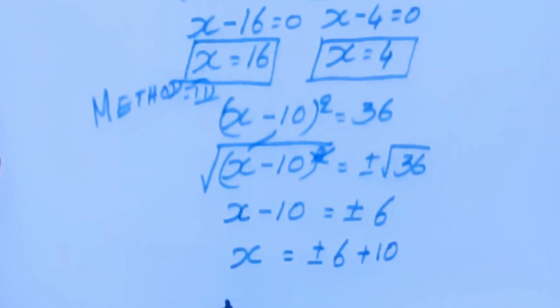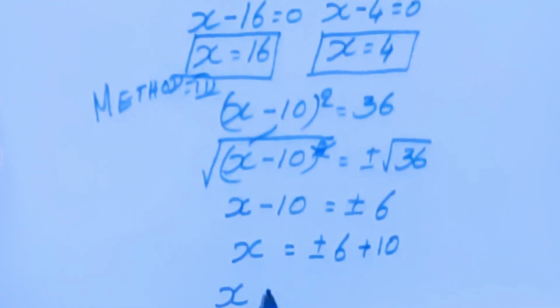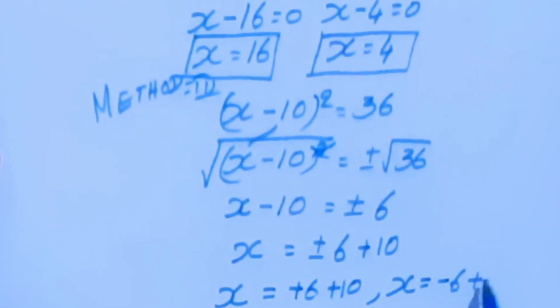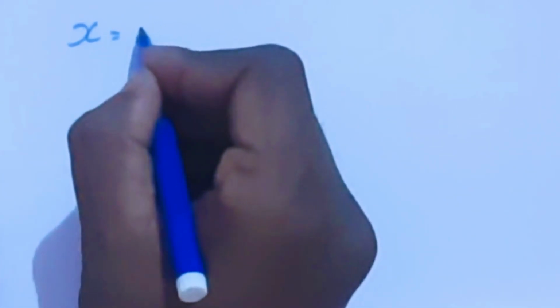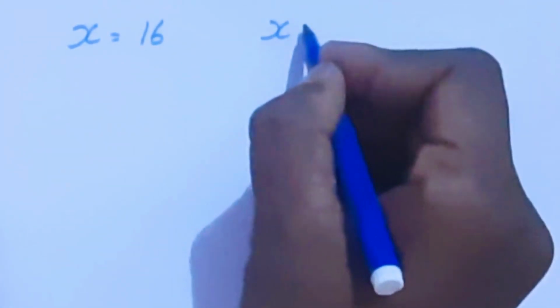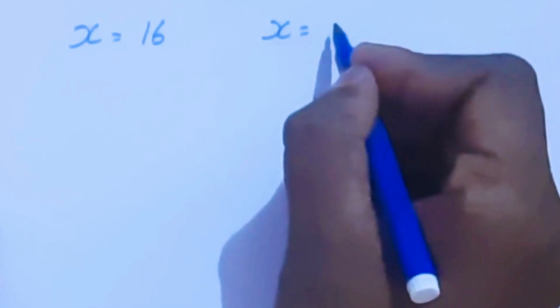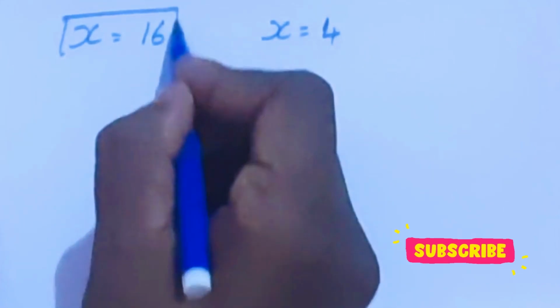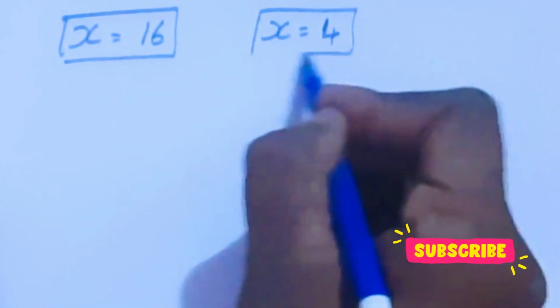Now we have two statements here. One is x = +6 + 10, the other one is x = -6 + 10. x = 6 + 10 is 16. The other equation, x = -6 + 10 is 4. So these are the possible answers in the third method.